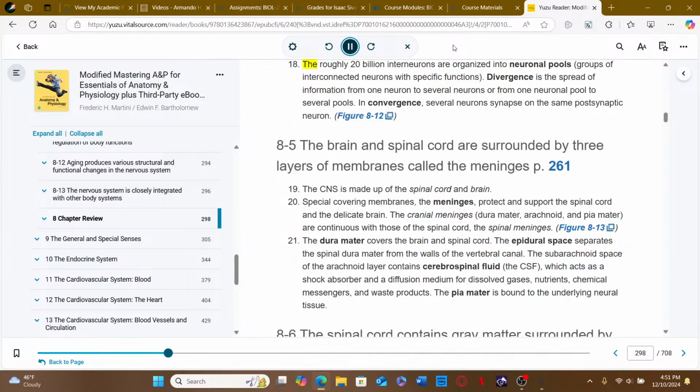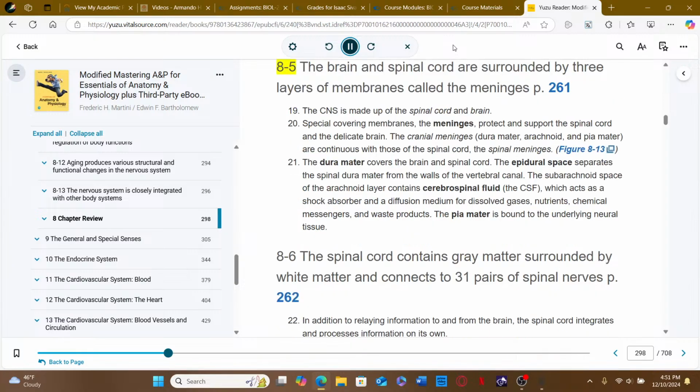Figure 8-11. The roughly 20 billion interneurons are organized into neuronal pools, groups of interconnected neurons with specific functions. Divergence is the spread of information from one neuron to several neurons or from one neuronal pool to several pools. In convergence, several neurons synapse on the same postsynaptic neuron. Figure 8-12.